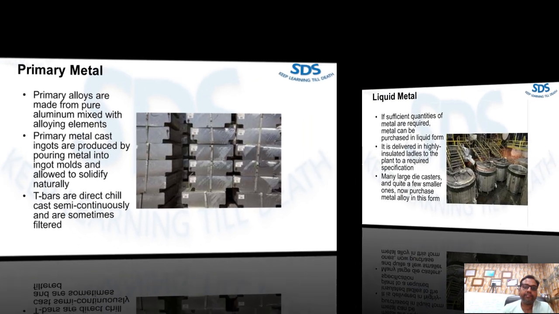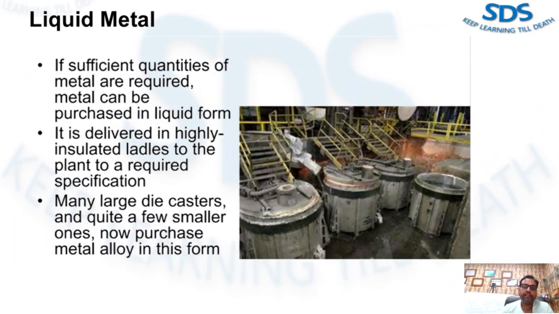On the other hand, if we talk about liquid metal, if a sufficient quantity of metal is required, metal can be purchased in liquid form and delivered in a highly insulated ladle to the plant to required specifications. Many large die casters and quite a few smaller ones now purchase metal alloy in this liquid form.